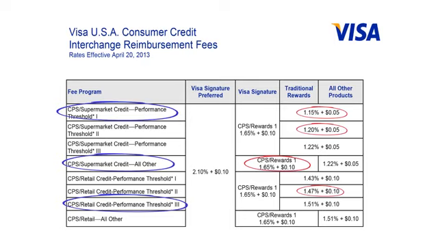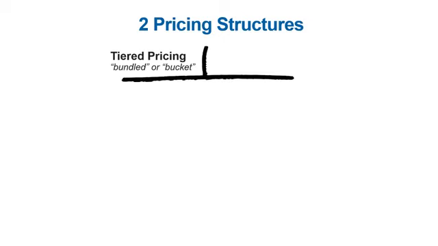was presented. Let's look at two main pricing models and the components of both of them. Most providers will offer the following price structures. Number one, tiered pricing, also known as bundled or bucket pricing. And the second is interchange plus, also known as cost plus or pass-through pricing. In order to compare these two pricing models, let's first look at how the two pricing structures are related.